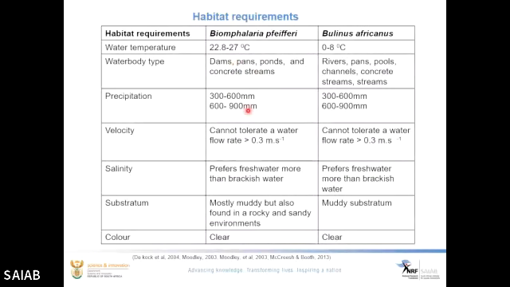This table shows us the habitat requirements for each species. We can see here, for example, that Biomphalaria pfeifferi requires a temperature range of 22.8 to 27 degrees Celsius, whereas Bulinus africanus requires a temperature range of 0 to 8 degrees Celsius. We can argue that this species prefers relatively cooler temperatures compared to Biomphalaria pfeifferi. The remaining factors are similar for both species.